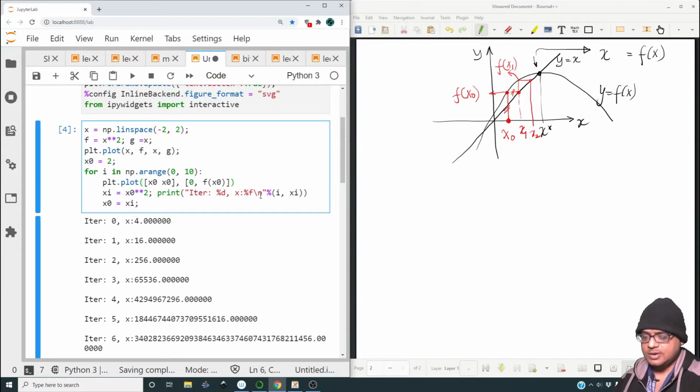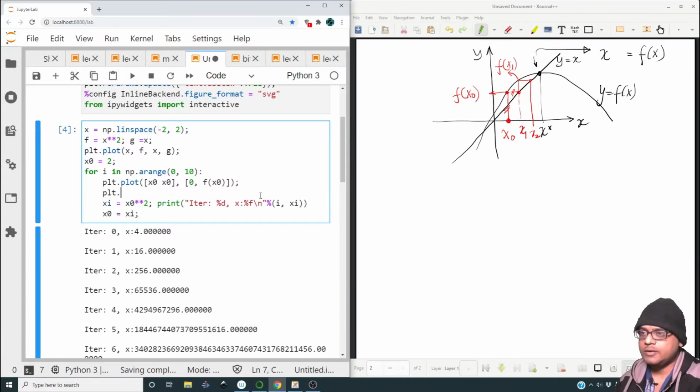Right, then once the new point is found, we will plot, in fact we can do it over here, plt dot plot. The line will be going from x naught comma f of x naught, and the second point will be the same point, so f of x naught. Now the task is to define what f is.